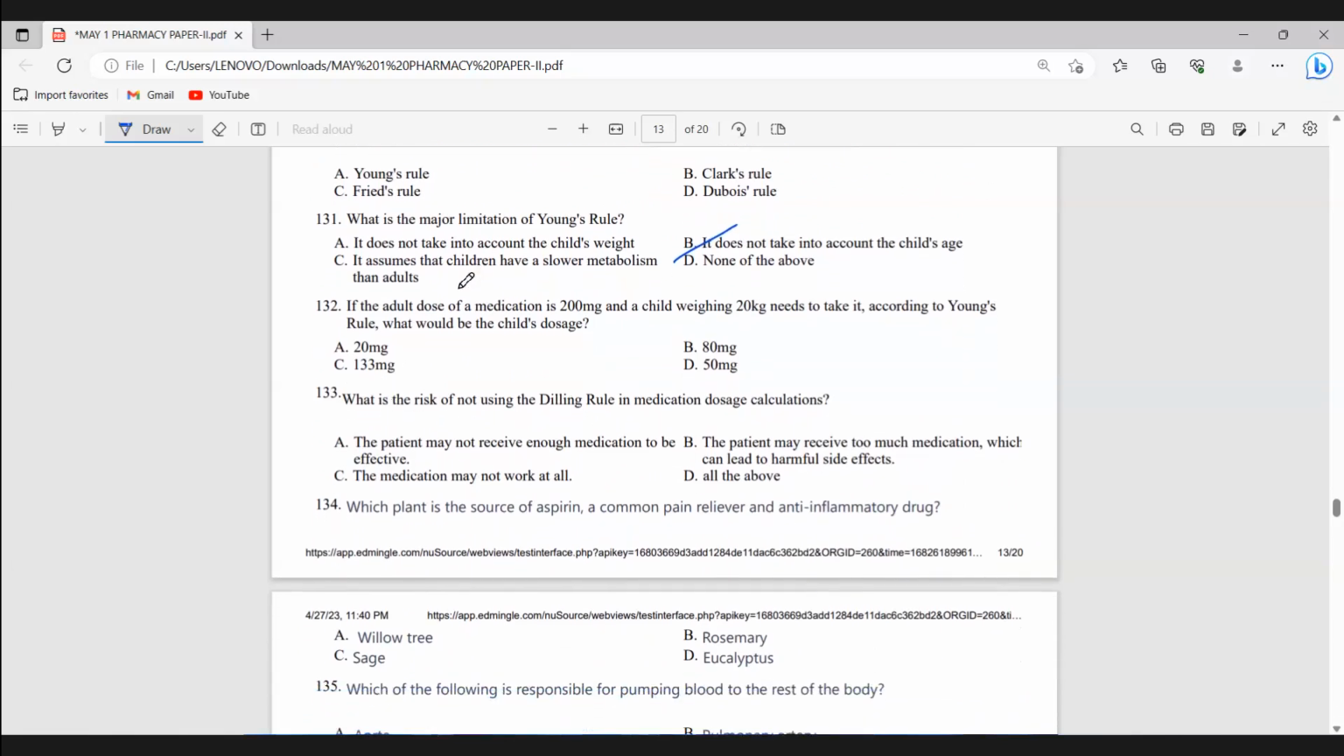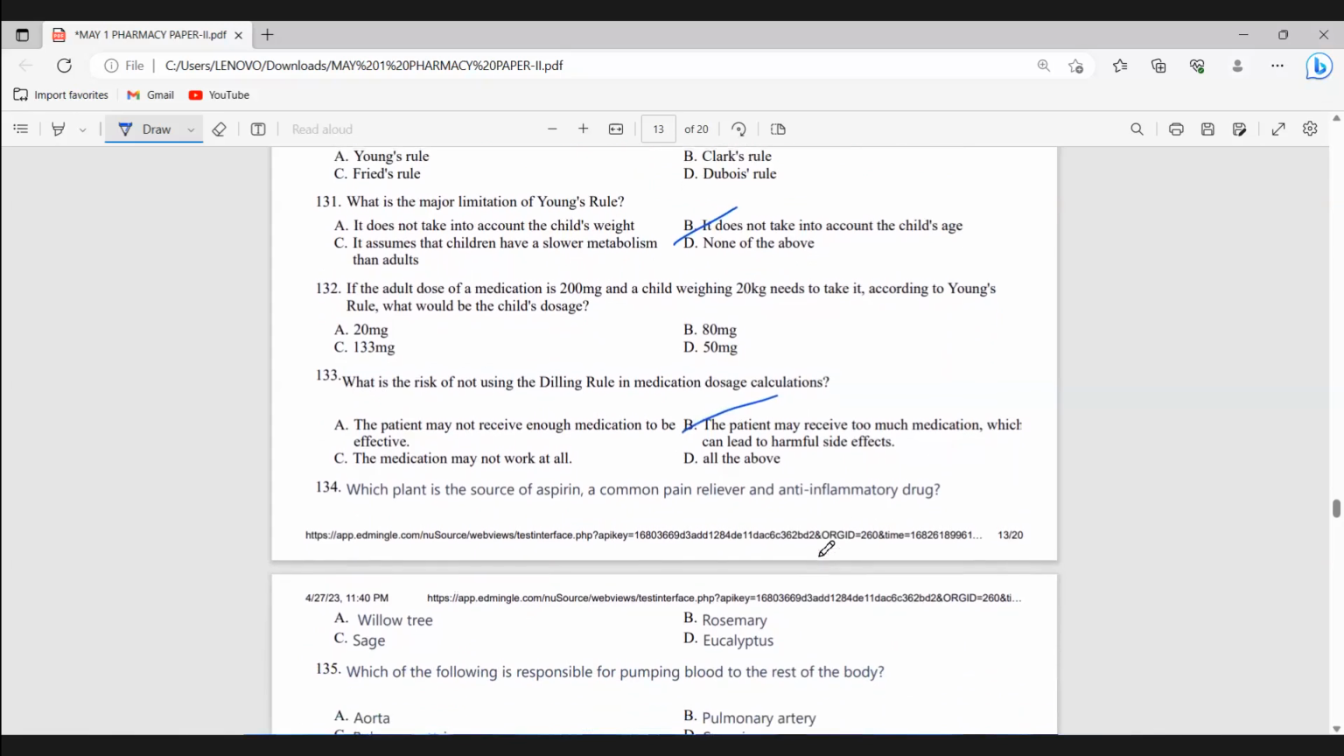I'll send you the solution for 132 also. Then 133, what is the risk of not using Dilling's rule in medication dosage calculation? In medication dosage calculation, the patient may receive too much medication which can lead to harmful side effects.